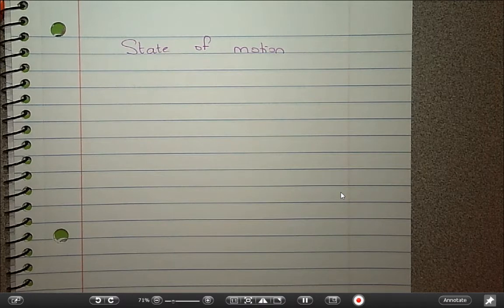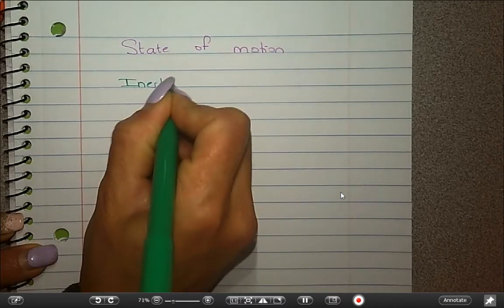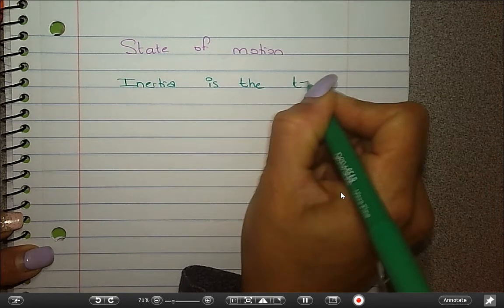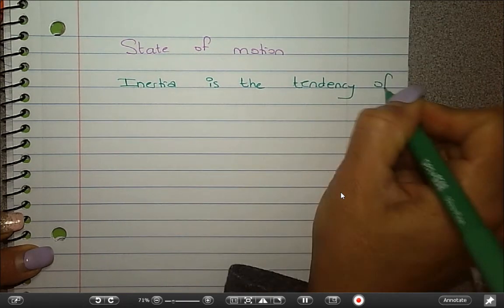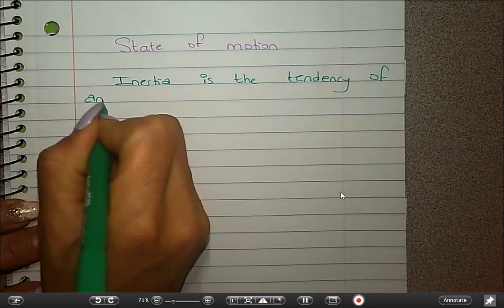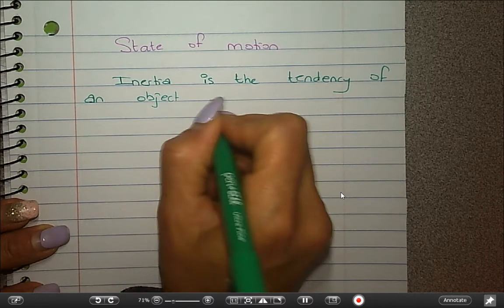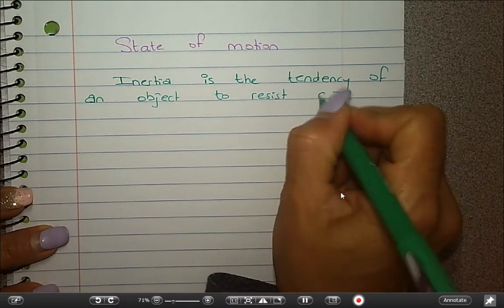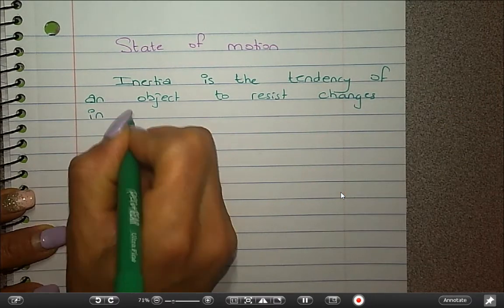Really quick, let's review inertia. I know I've written this so many times, but inertia is the tendency of an object to resist changes in its velocity.